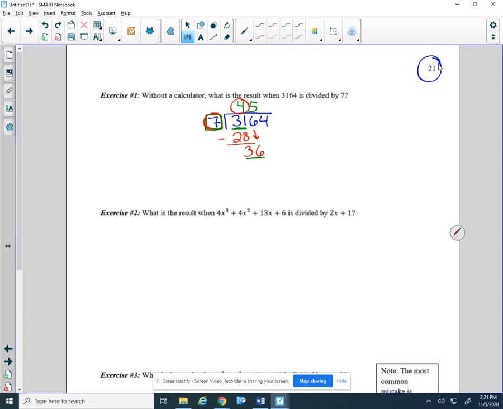Then I take this 7 and I multiply it by 5, and I write that below the 36. I subtract, and I bring down the next number, which is a 4. So now I'm back to how many times does 7 go into 14, and that's twice. And then I do 7 times the 2, and I write that down below, which is 14. And we see that 7 goes evenly into 3,164, the answer being 452.